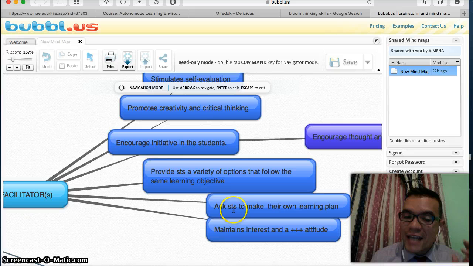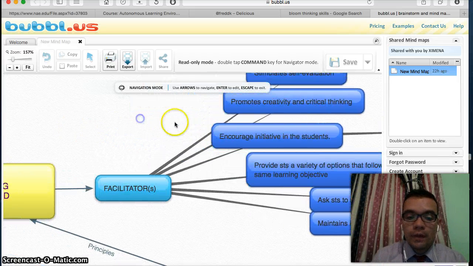We are going to be asking students to make their own learning plan. We're going to maintain the interest and a positive attitude towards every single activity that they may face, or we are going to face.